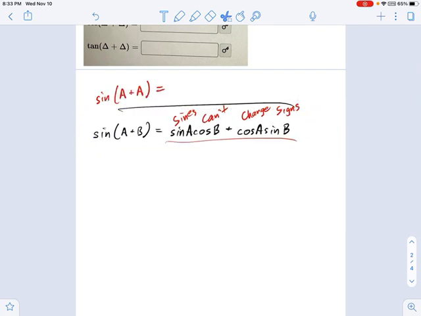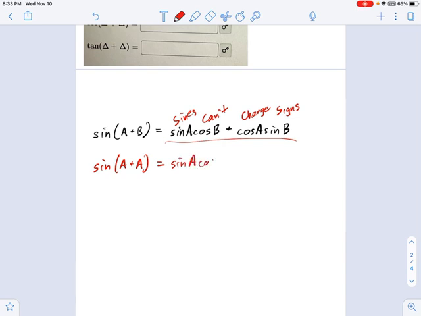Sines can't change sines. Okay, so we're going to take that idea of sines can't change sines and use equal angles. So everywhere you see a b, I'm going to put a. Sine of a plus a equals sine a cos a plus cos a sine a.